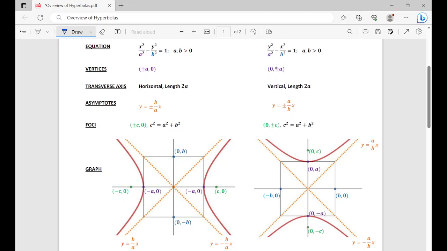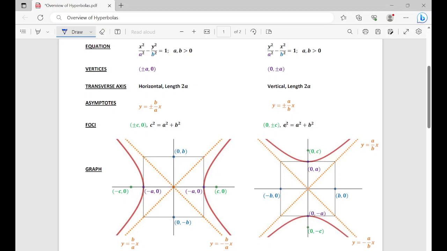The vertices can be found at the point 0, comma, plus minus a. So again, where the hyperbola touches here and here. The transverse axis has a length that's vertical, and you can find that by just doing 2 times a. The asymptote here is just a little bit different. This time it's plus minus a over b x. So again, find your a and b, but make sure that a goes on top and b goes in the bottom. Again, a is what's underneath the y, and b is what's underneath the x for this equation.